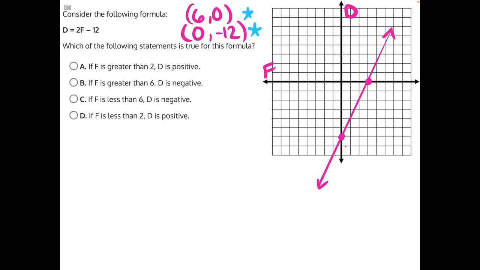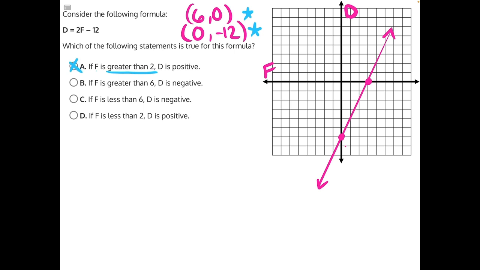A says if f is greater than 2, so we're on the f-axis, I'm going to plot a line at f equals 2, and greater than is everything to the right of this line, then d is positive. That is almost true, because all of these d values are positive since they're above the x-axis, but we have this tiny set of points right here. All of these are below the x-axis and therefore negative, making A incorrect.